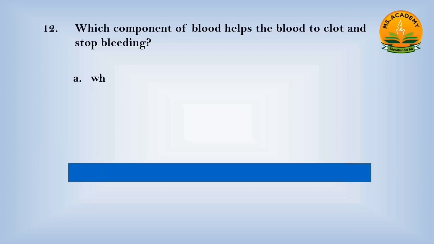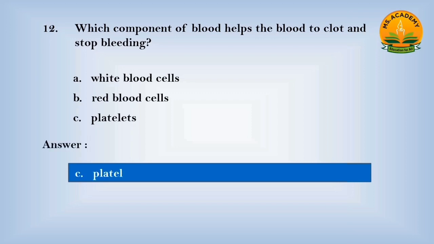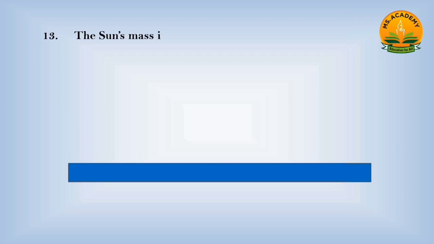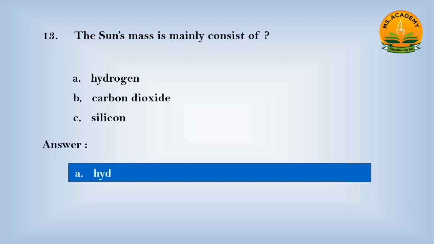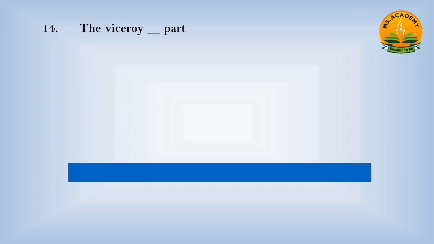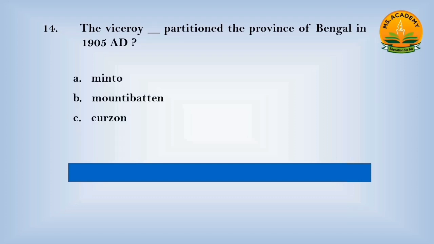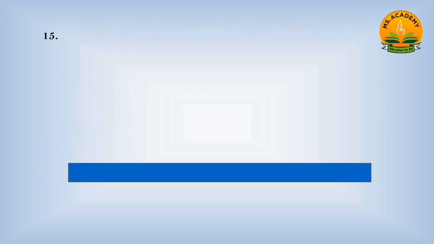Which component of blood helps the blood to clot and stop bleeding? A. White blood cells, B. Red blood cells, C. Platelets. Answer is C. Platelets. The sun's mass mainly consists of A. Hydrogen, B. Carbon dioxide, C. Silicon. Answer is A. Hydrogen. The Viceroy dash partitioned the province of Bengal in 1905 AD. A. Minto, B. Mountbatten, C. Curzon. Answer is C. Curzon.